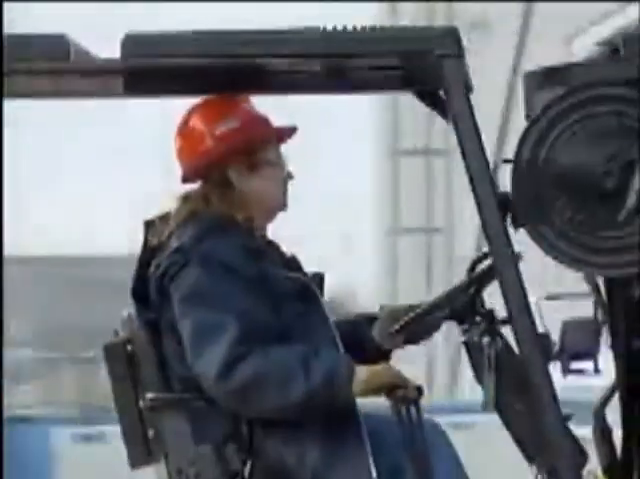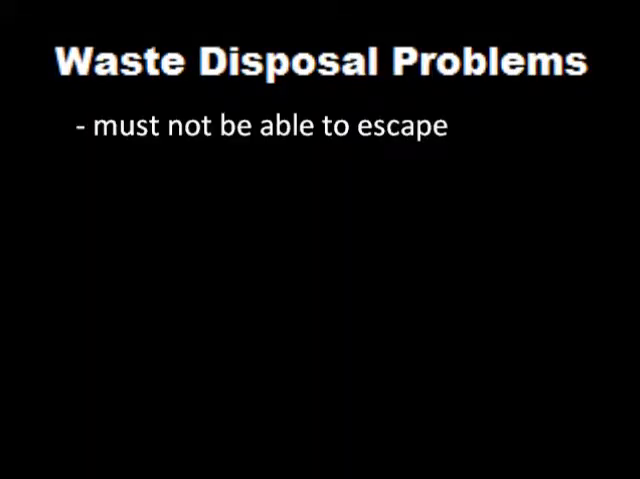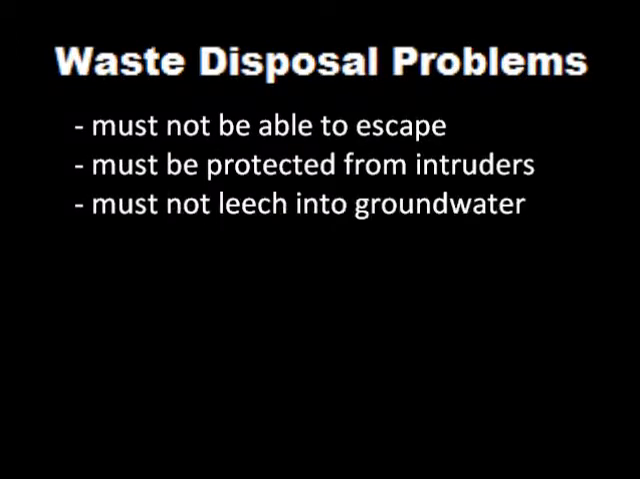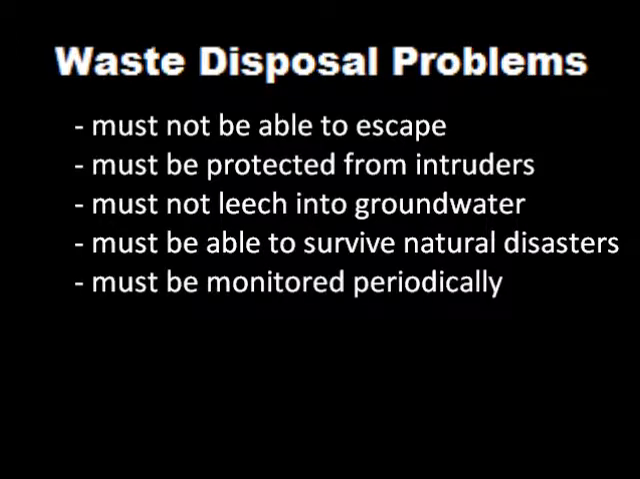Here are a couple of things that engineers have to work around. The waste must not be able to escape to the outside environment through accidents. It must be protected from intruders. It must not leach into our groundwater. It must be able to survive natural disasters, such as earthquakes. And it must be monitored periodically while it decays for hundreds of thousands of years.